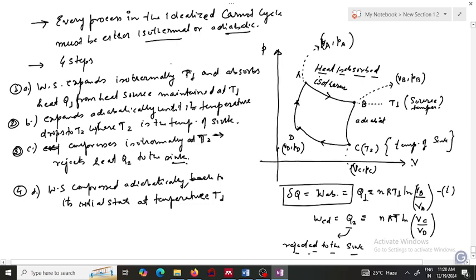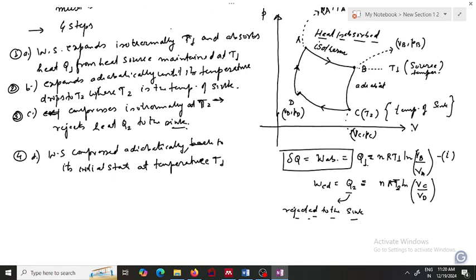Oh, sorry, it will be nRT2, because this is taking place at temperature T2. Now, when we are talking of the adiabatic process, in the previous lecture I have already discussed the equation of state. In fact, we have derived the equation of state. So now, when we are involving temperatures and volumes, I will write the equation of state in terms of T and V.